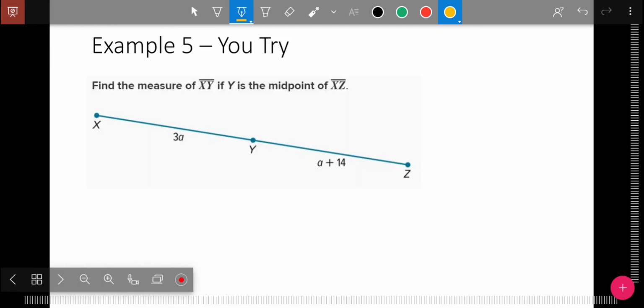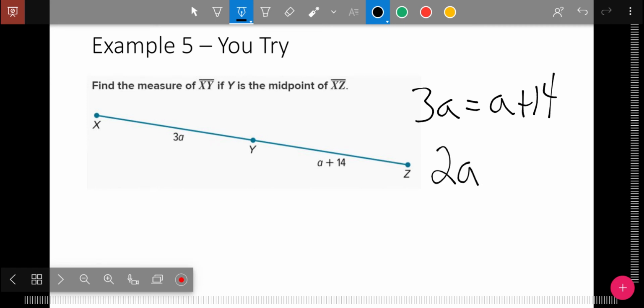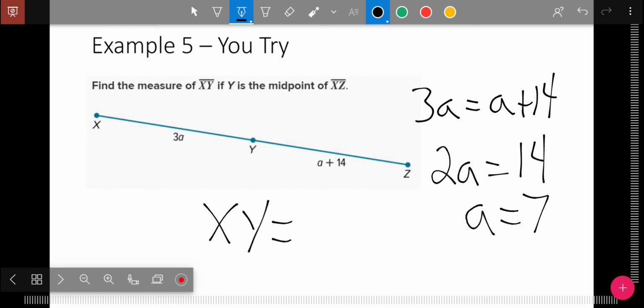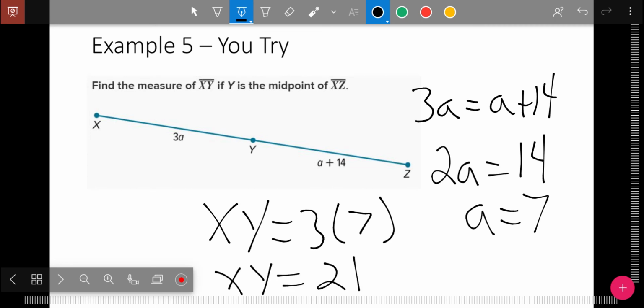You try it. Pause now. Give it a try. All right. Hopefully you've unpaused the video because you're ready to move on. And so 3a equals a plus 14. I minus a from both sides. I divide by 2 on both sides. And now I have to plug it in. XY is what it's looking for. 3 times a, which is 7, and so XY equals 21.